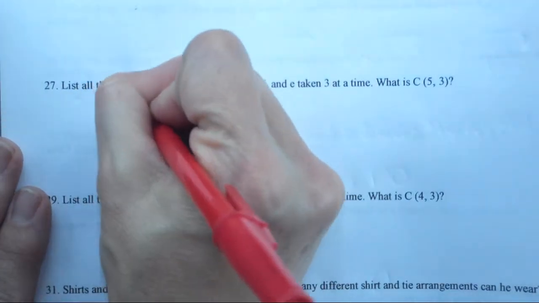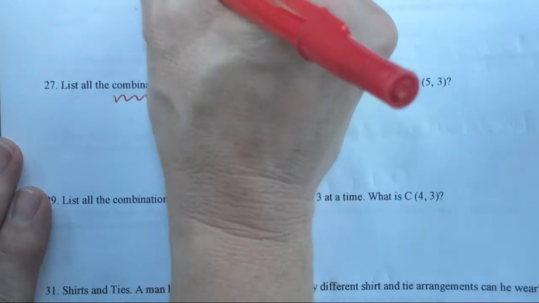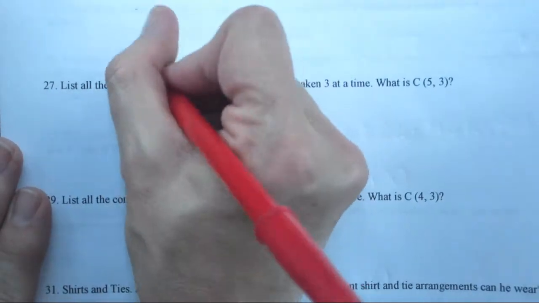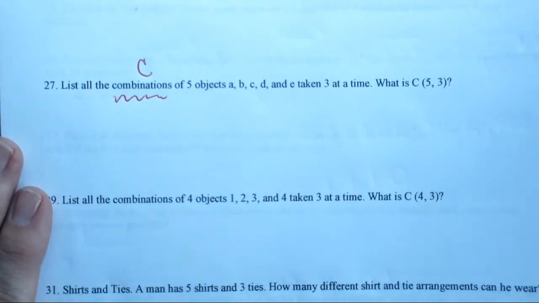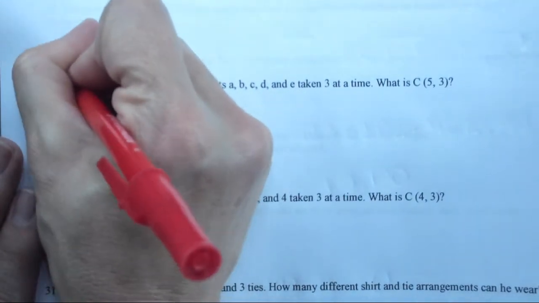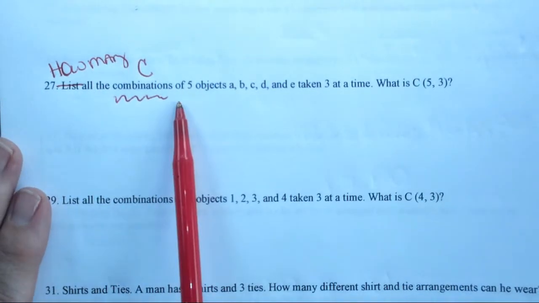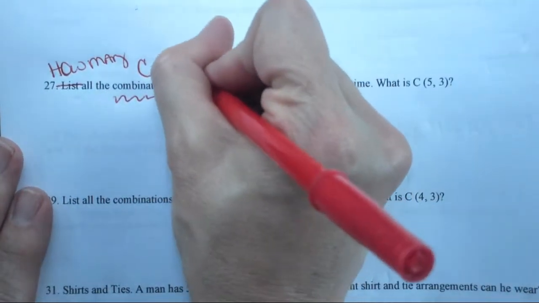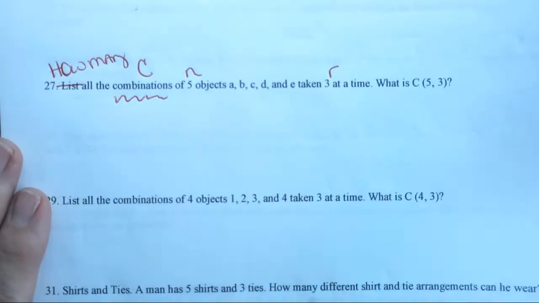Okay? Number 20 says list all the combinations. So this time it says combinations. 25 said arrangements. Arrangements means permutation. Combinations, that's my C. And again, I don't want you to list them. I want to know how many combinations of 5 objects are taken 3 at a time.